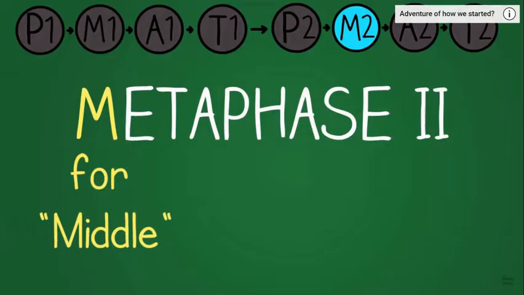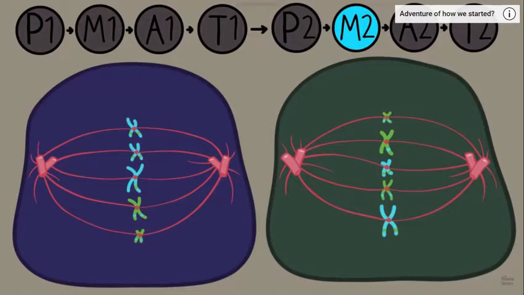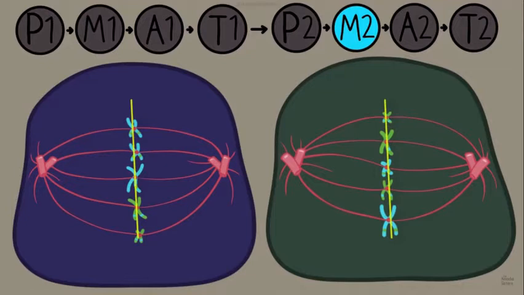In metaphase two, remember, think M for middle, the chromosomes are going to line up in the middle. This time, though, they are in a single file line. They are not in pairs like they were in metaphase one.